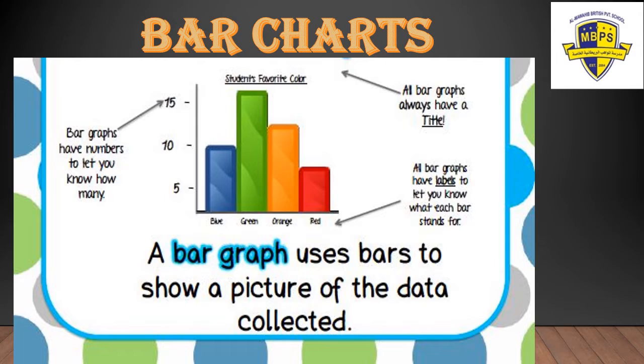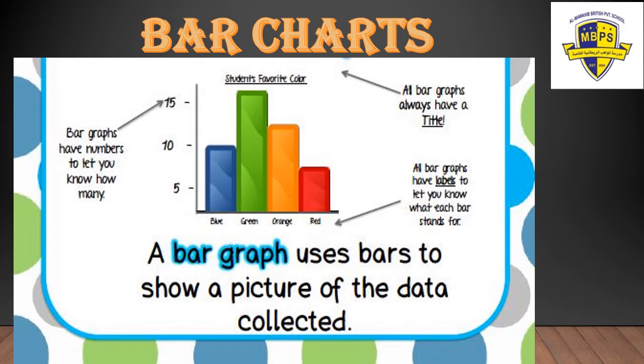Now if you look at the bar chart here, you can see that every bar chart has got a title. There is a name given for every bar chart. Like in this slide, you can see that the title is Student's Favorite Color. You can see that there are 4 different colors. Can you tell me which are the 4 different colors on this bar chart? Come on, children. Very good. You have blue, you have green, orange, and you have red.